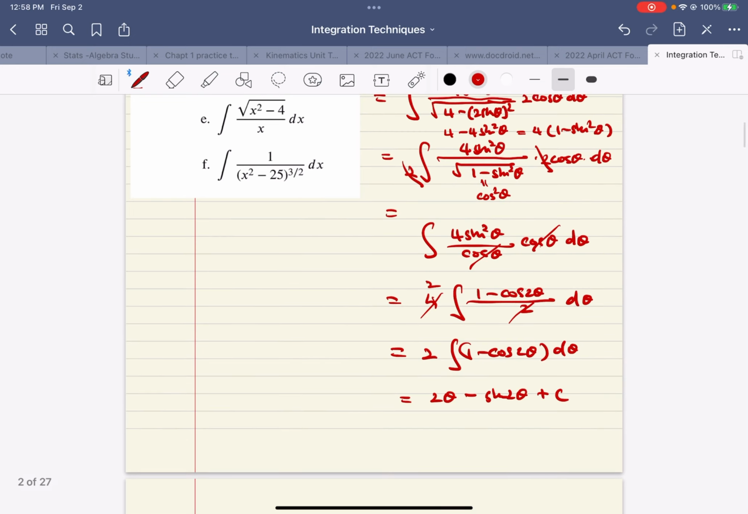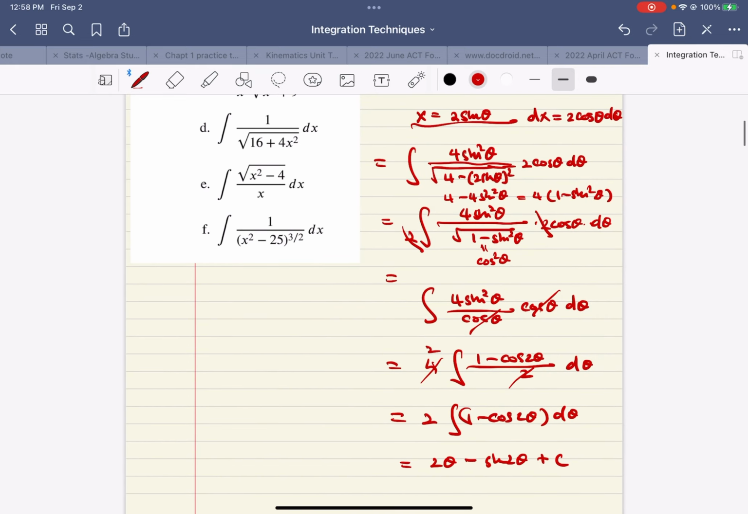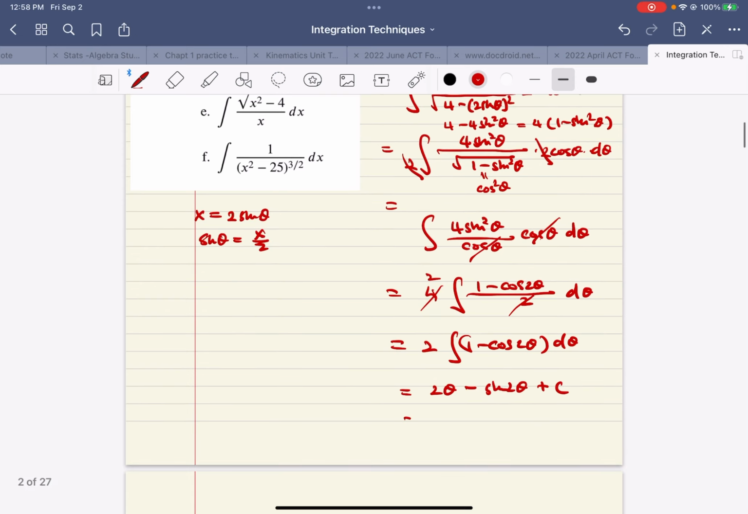All right. Now here, what was our theta? From here, you see that x was 2 sine theta. So sine theta is x over 2. So you can put this one as 2. Theta is inverse sine of x over 2, minus. What is the sine 2 theta?